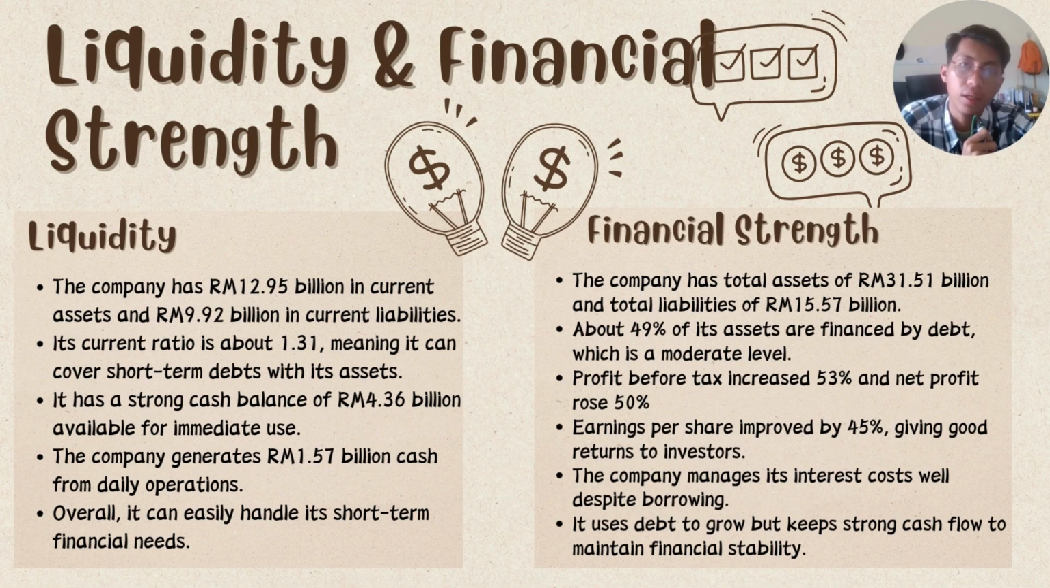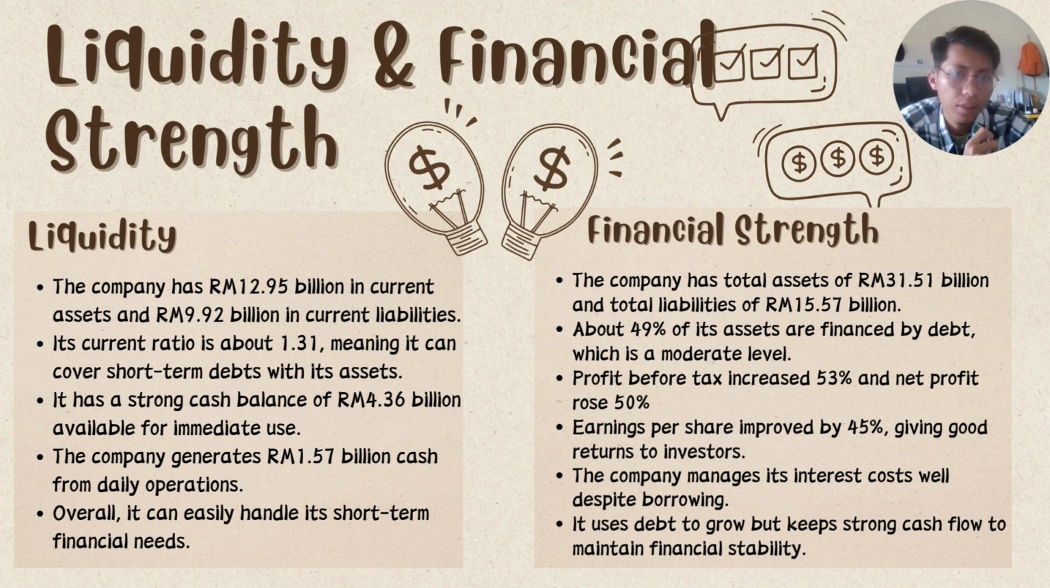Lastly, the liquidity and financial strength. The company has 12.95 billion in current assets and 9.92 billion in current liabilities. Its current ratio is about 1.31, meaning it can cover short-term debt with its assets.